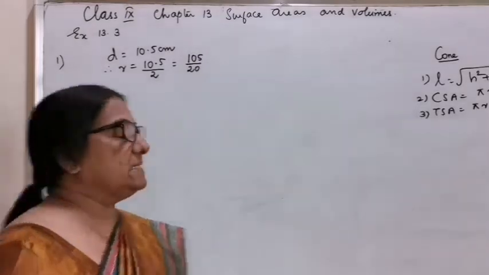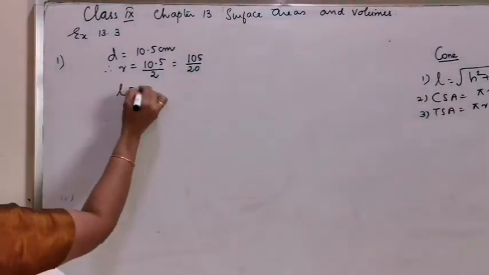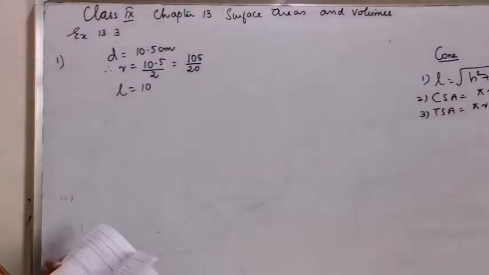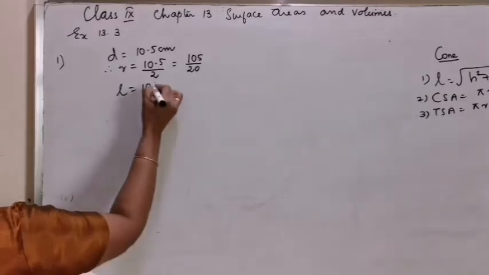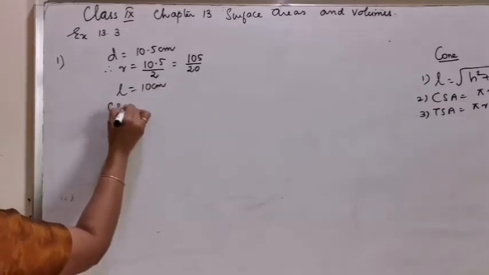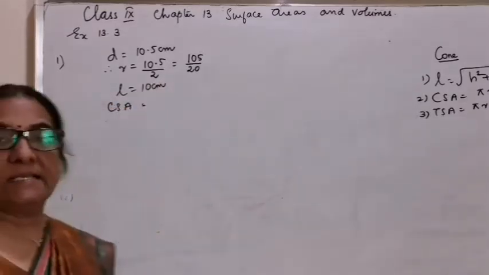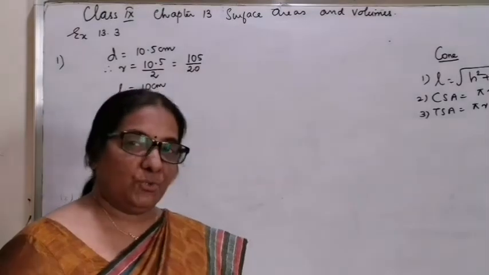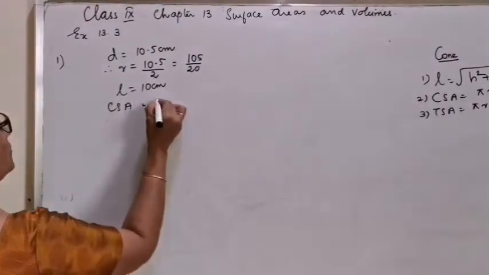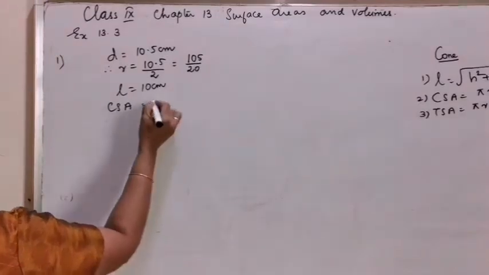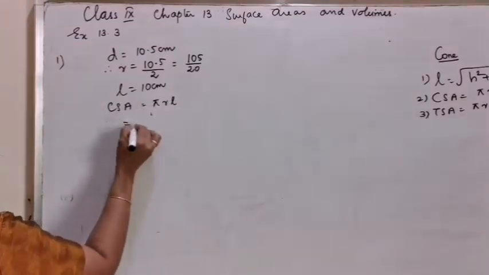And the slant height is 10. L is equal to 10 centimeter. Find the curved surface area. Curved surface area formula is pi into r into L. It's a direct sum. So curved surface area is equal to pi rL.